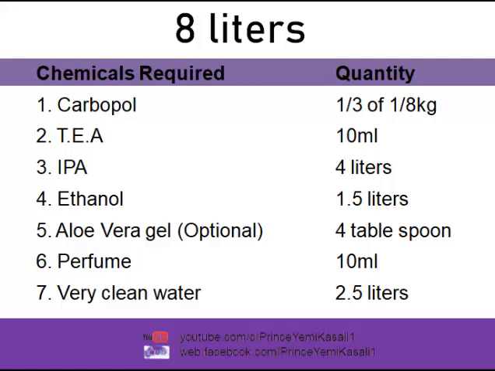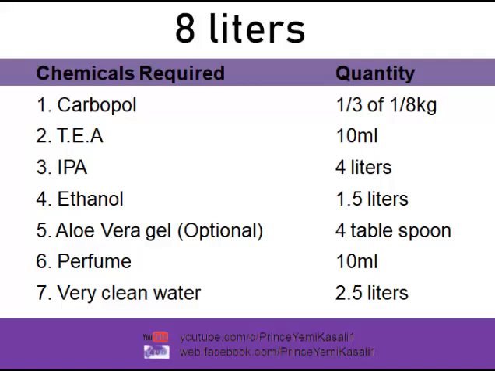So in order to produce 8 liters of hand sanitizer gel, we need carbopol, 1/3 of 1/8 kilogram. That means after having a 1/8 kilogram, divide it into 3. That is the quantity of carbopol that we'll be using. Tea is just 10 ml.